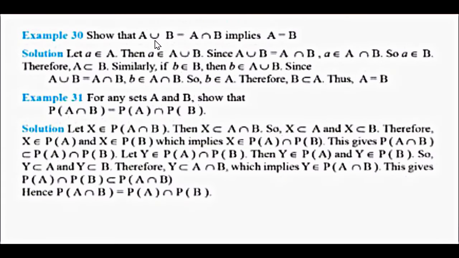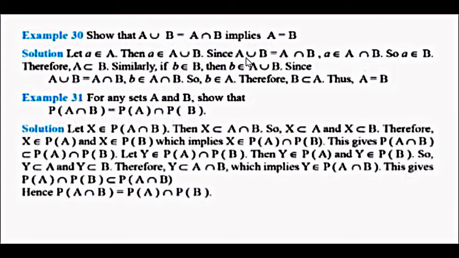Now next comes: A union B is equal to A intersection B implies A is equal to B. How are we going to do that? Let us assume that we have some a which belongs to A. If a belongs to capital A, it is surely going to belong to A union B also, because a is already there. But we know that A union B is A intersection B, as it is given in the question. So we can replace A union B by A intersection B. So a belongs to A intersection B also. That means a should belong to B also, because intersection means the common values. This implies A is a subset of B.